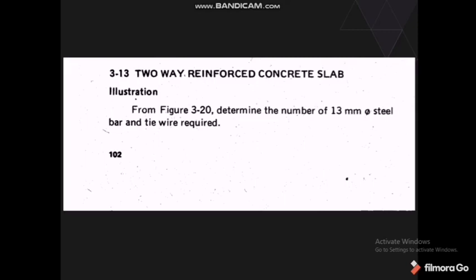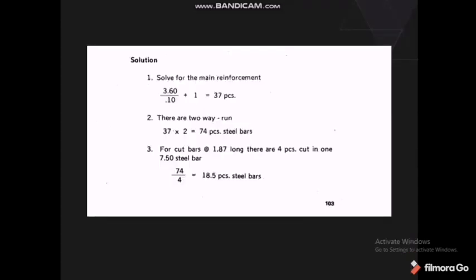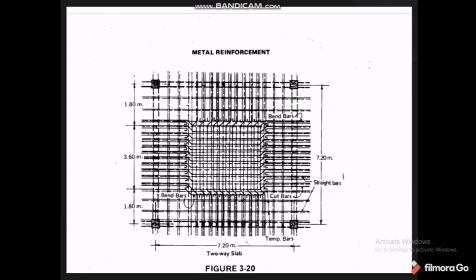Very nice, that is one-way. Then the next is a 2-way reinforced concrete slab. From figure 3.20, determine the number of 13mm steel bar and tie wire required. So the two-way slab, the distance is 7.20 meters. Solve for the main reinforcement. The distance is 3.6 meters at the middle.